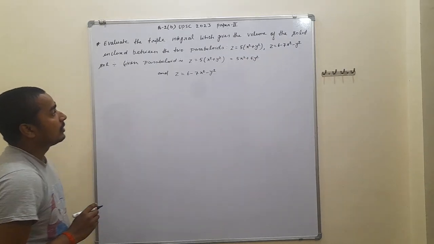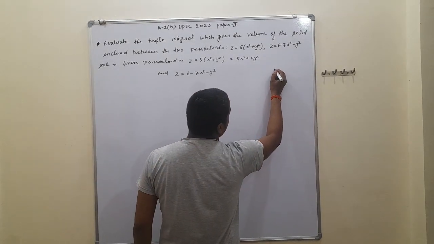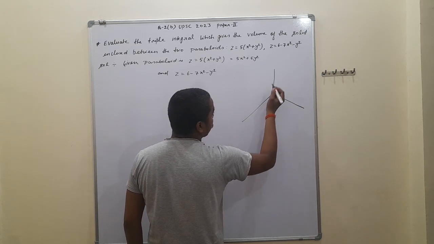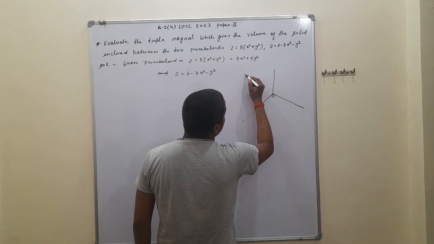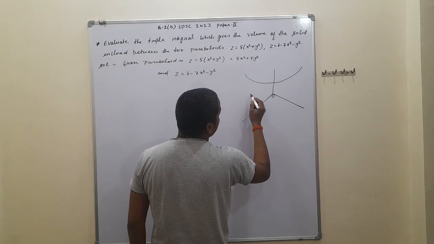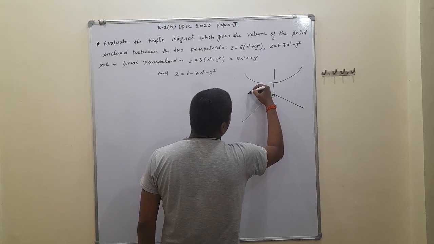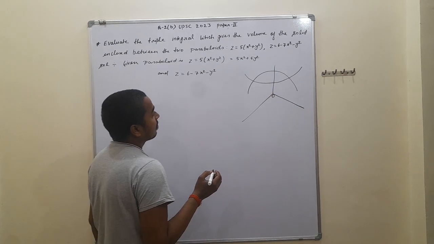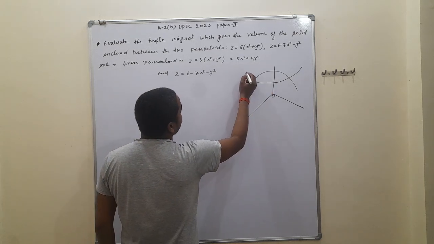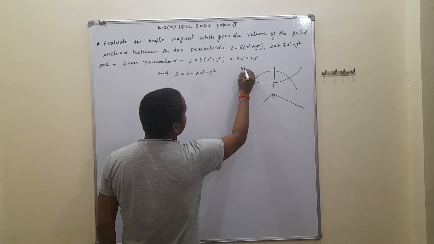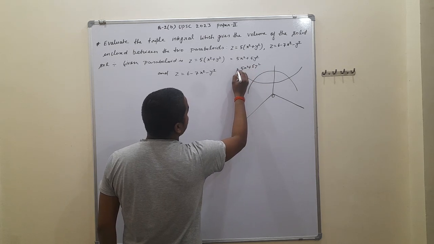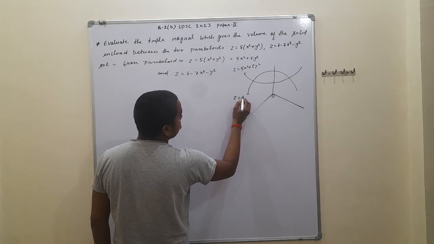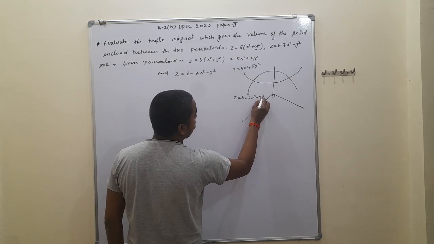We have to draw the given paraboloids. This is O. First paraboloid is z is equal to 5x square plus 5y square, and this is z is equal to 6 minus 7x square minus y square.